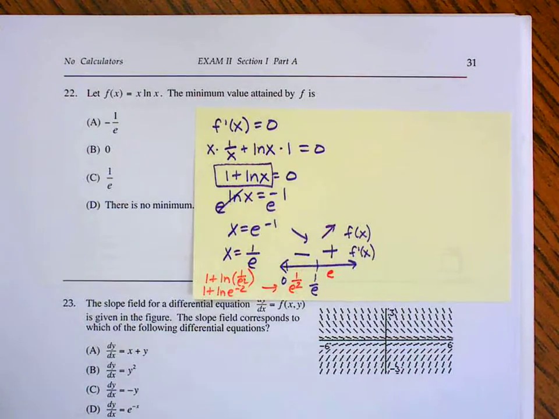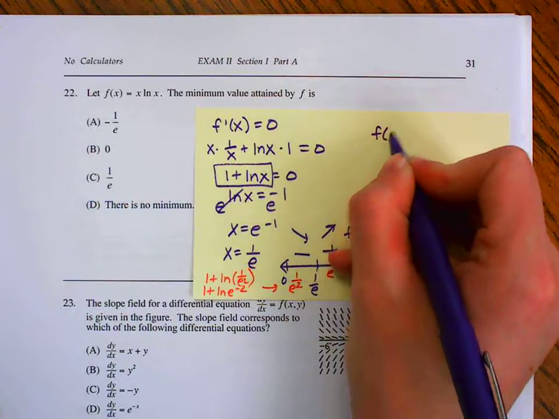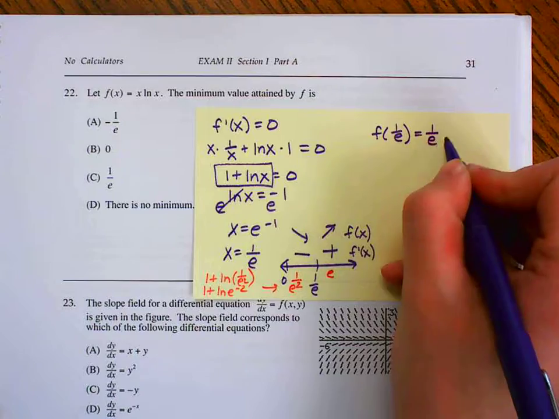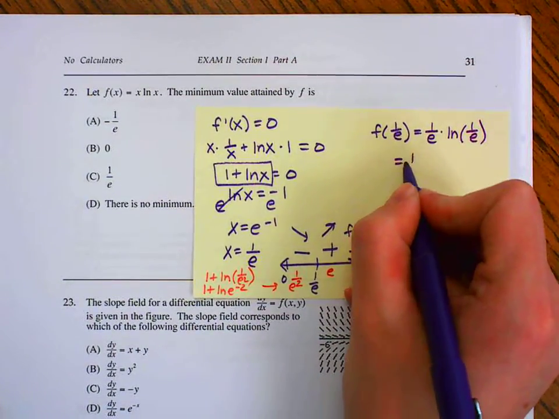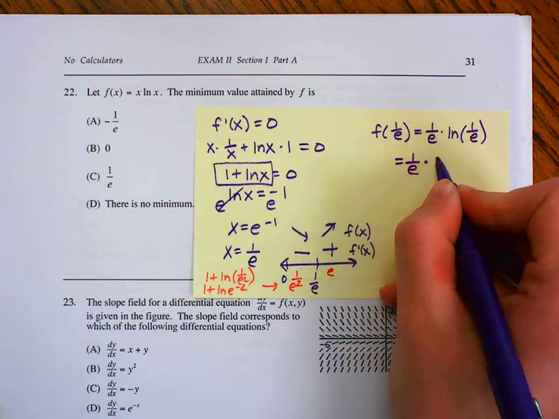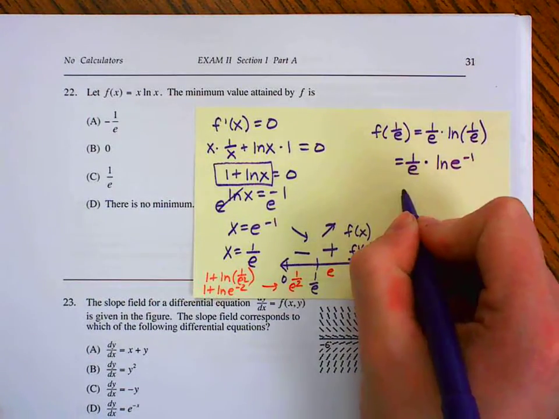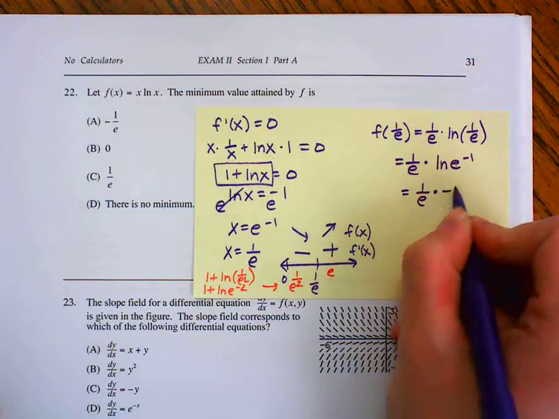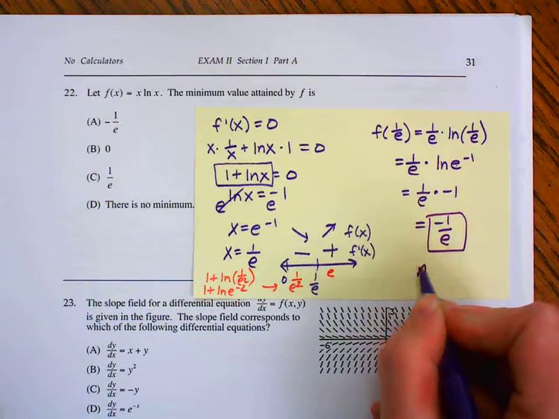But notice it's asking for the minimum value, not where it's occurring. So I'm going to have to figure out what the minimum value is by plugging 1 over e into f. So it's going to be 1 over e times ln of 1 over e. We just did this a second ago. This is the same thing as 1 over e times ln of e to the negative 1. These are going to undo each other. I'm left with negative 1, which is negative 1 over e. So the correct answer was A. Okay.